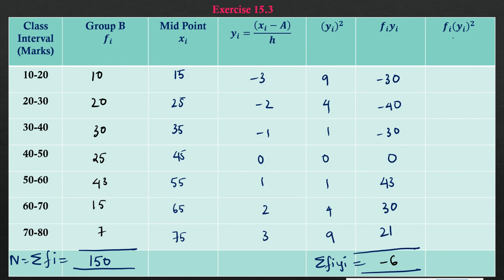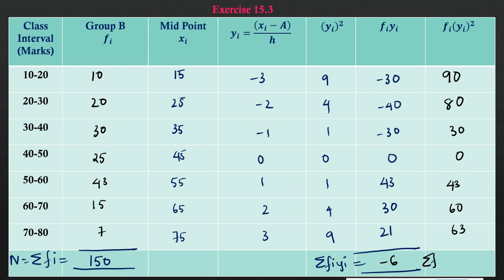Now I have to find out the value of fi multiplied by yi square. Yi square is over here. Fi is over here. 10 multiplied by 9, I will be getting the value of fi multiplied by yi square as 90. Next, 20 multiplied by 4 is 80. 30 multiplied by 1 is 30. Anything multiplied by 0 is 0. 43 multiplied by 1 is going to be 43. 15 multiplied by 4 is going to be 60. 7 multiplied by 9 is going to be 63.